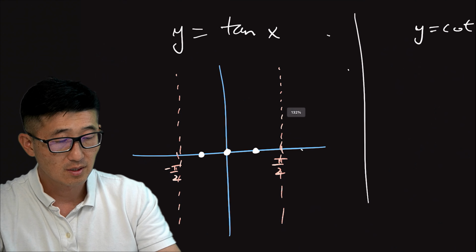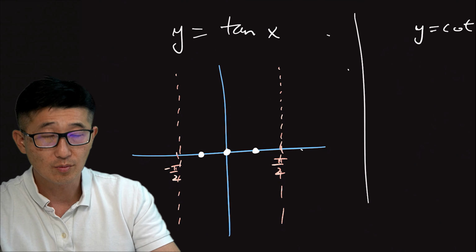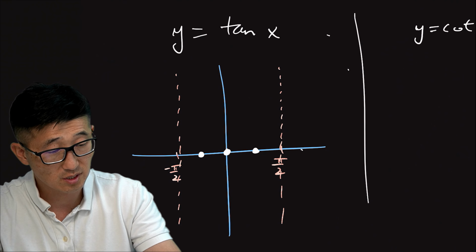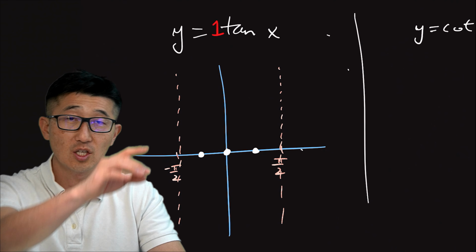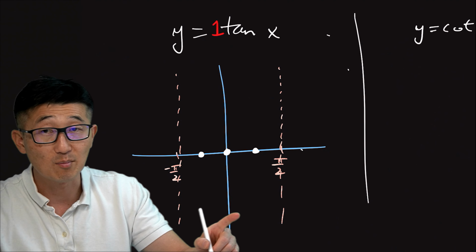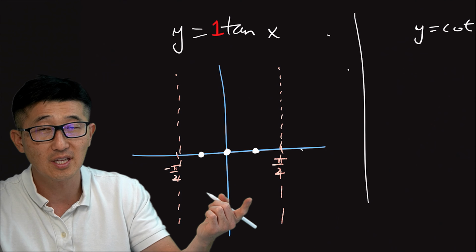Okay. Now tangent graphs are really simple. Tangents don't have an amplitude. I don't know why teachers sometimes say that there's an amplitude, but you see this number in the front of the tangent right here, this 1? Okay, it's not an amplitude. Some teachers for some reason call it that.